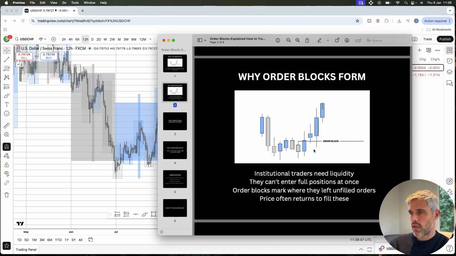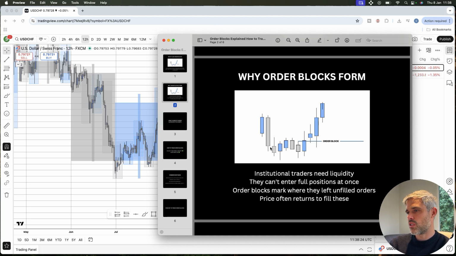Price will come in to mitigate this area, which is essentially the lack of initial buy pressure that then draws price back to this zone. And then these institutions will place more orders, and they're ready for the move to happen. So they're starting to scale into their positions.